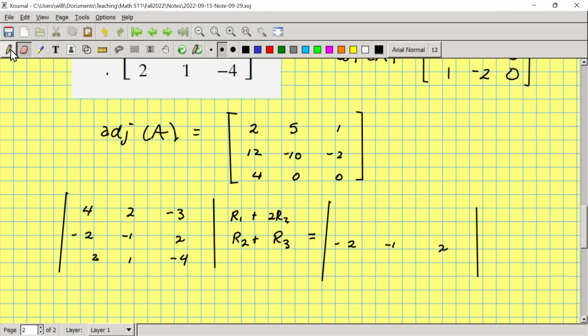I'm adding 2 times row 2 to row 1. So 2 times negative 2 is negative 4, and negative 4 and 4 is 0. That was the whole point. And 2 times negative 1 is negative 2, and negative 2 plus 2 is 0. And 2 times 2 is 4, and 4 minus 3 is 1.